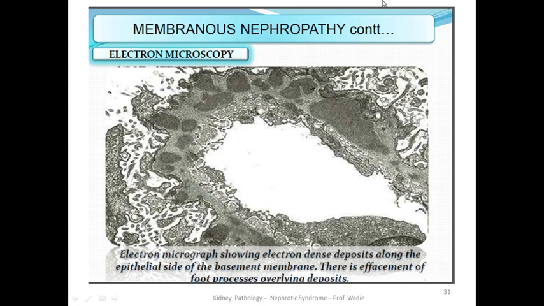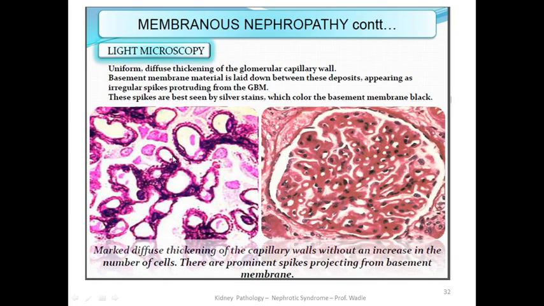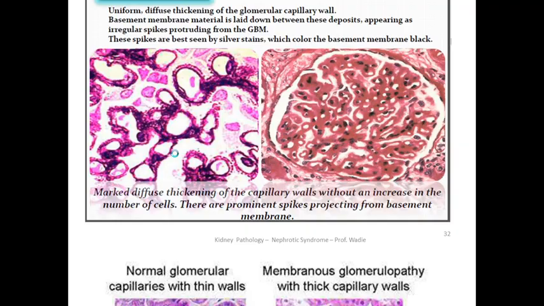So in membranous glomerulonephritis, we find these electron dense deposits along the epithelial side of the basement membrane, and not the endothelial side, the epithelial side of the basement membrane. Another picture of membranous nephropathy, you see thickening of the basement membrane resulting from deposition of immune complexes.